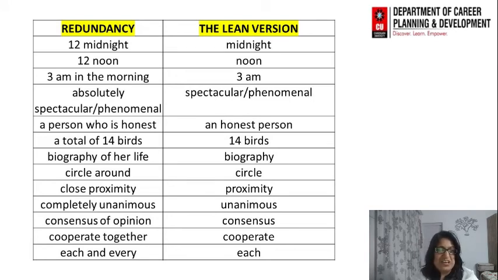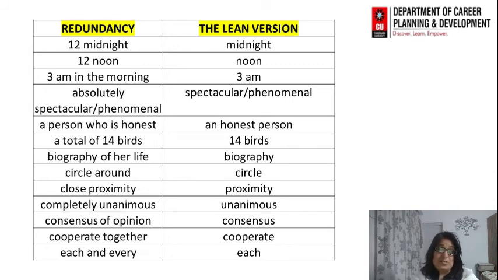Next is circle around. Now, when you say circle around, what is a circle? It goes around, right? So why do you have to say circle around? It can only be circle. Close proximity. It should not be close proximity, because proximity means close. So it has to be only proximity. Completely unanimous. So you can say unanimous because it obviously means it is complete in unanimity. So it has to be unanimous.